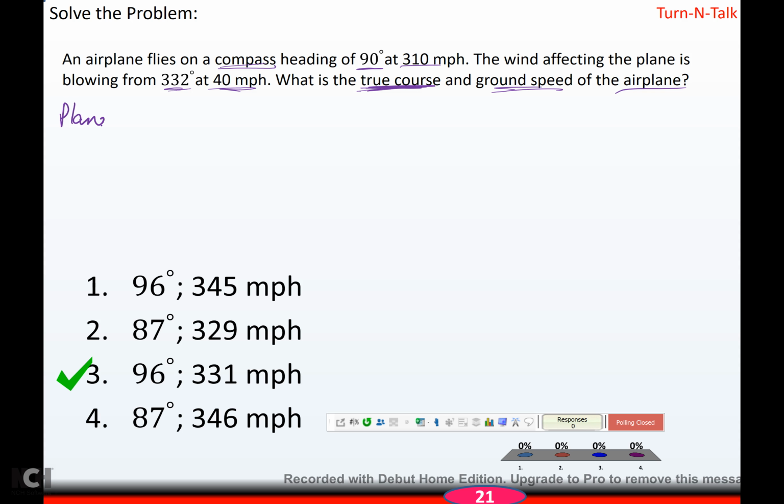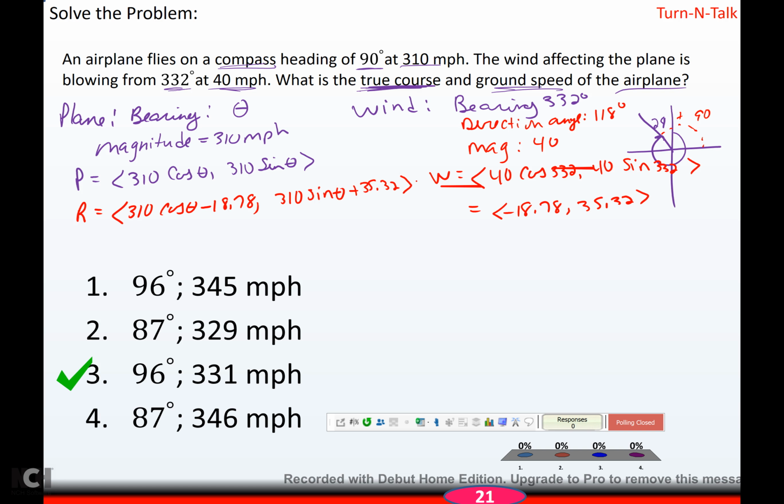So, to get my resulting vector, I have 310 cosine theta plus, oh, I didn't write the wind vector. So, my wind vector is 40 times cosine 332, 40 times sine 332, which comes out to negative 18.78, 35.32. So when I add these, I'm going to have 310 cosine theta minus 18.78 and 310 sine theta plus 35.32.